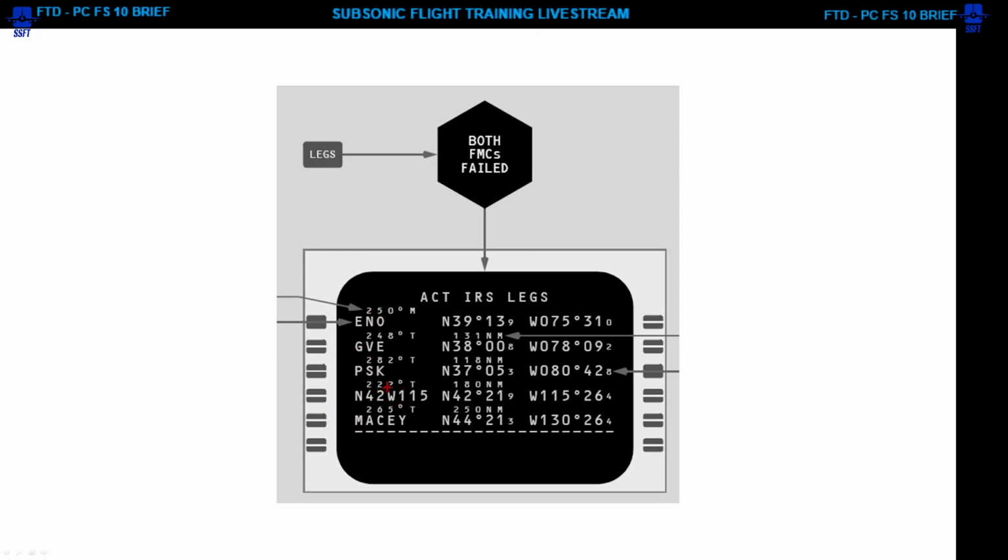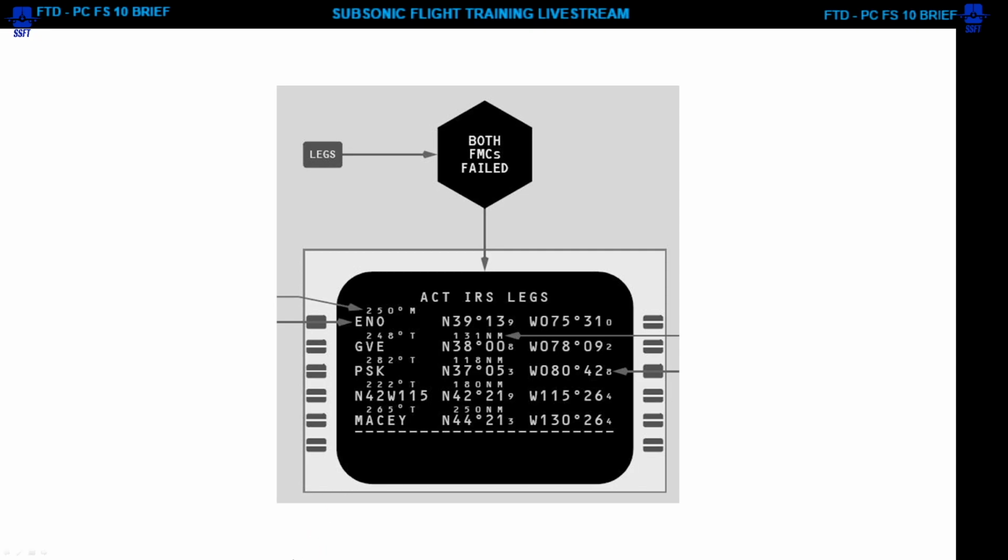But if they cleared us somewhere that was off our route, then we would have to type in the lat long, because the only thing the microprocessor, the little CDU, remembers is what was in there prior to the failure. But after that, it doesn't remember anything. So if you were given direct to, let's say, LAX, you'd have to put the lat long in for LAX VOR in order to navigate to that.